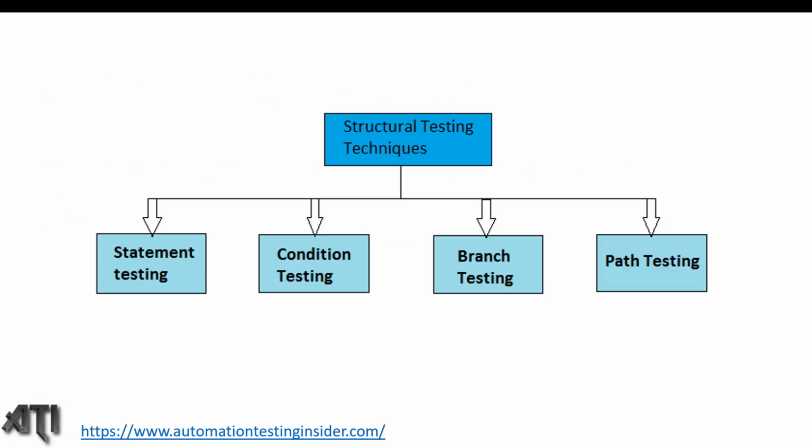So these are the four types, guys. We have statement testing, condition testing, branch testing, and path testing. These are all related to the internal structure of the code, the internal structure of the program.